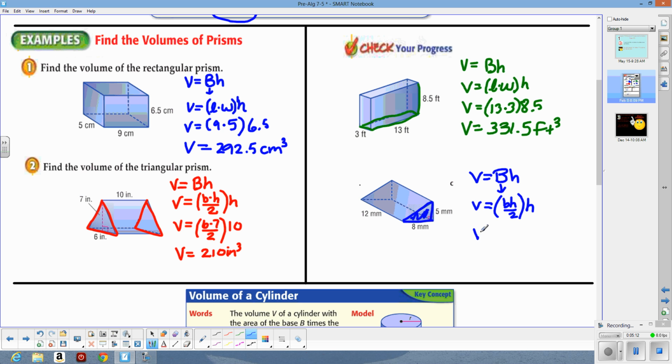Now let's plug in the numbers where they belong. Volume equals base times height of the triangle, so 8 times 5 divided by 2. That answer is going to be multiplied by the height of the prism. The height of the triangular prism is 12. So 8 times 5 divided by 2, and then that answer times 12 is 240 millimeters cubed.